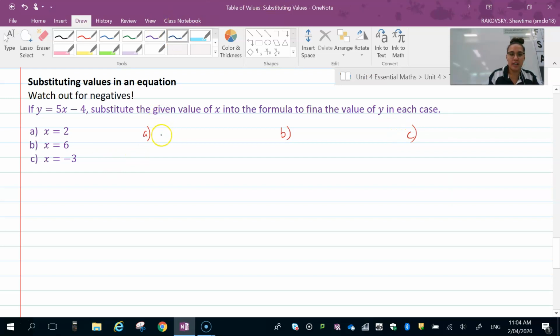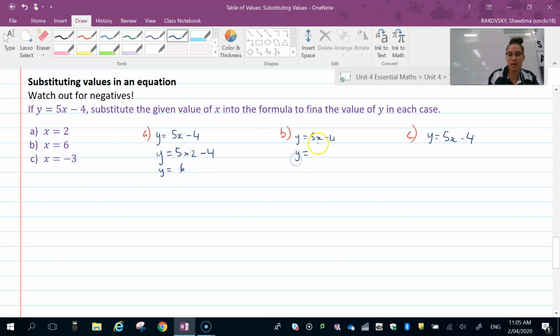So in this case here, we write our formula: y equals 5x minus 4. Get them all in if you want. The next thing I'm going to do is a substitute line. So y equals, in this case, positive 2. So 5 times 2, because that's what's happening here. There's invisible maths. Minus 4. Now calculate using BOMDAS or order of operations. So 5 times 2 is 10, minus 4 is 6.